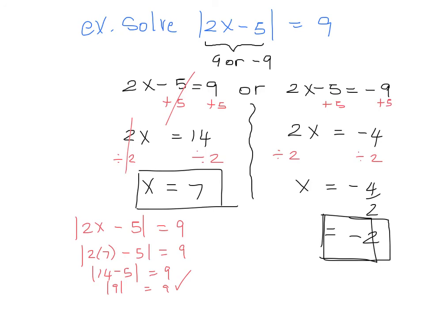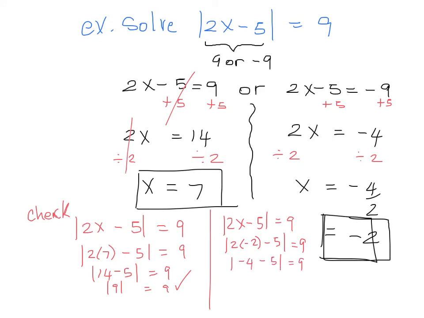And we are good to go with our 7. Now it's time to check negative 2. So we go again, and this is just a check. Absolute value of 2x minus 5 is equal to 9. Absolute value of 2 times negative 2 minus 5 is equal to 9. We have negative 4 minus 5, absolute value, is equal to 9. And it is in fact true that the absolute value of negative 9 is equal to 9. So both of our answers are correct.